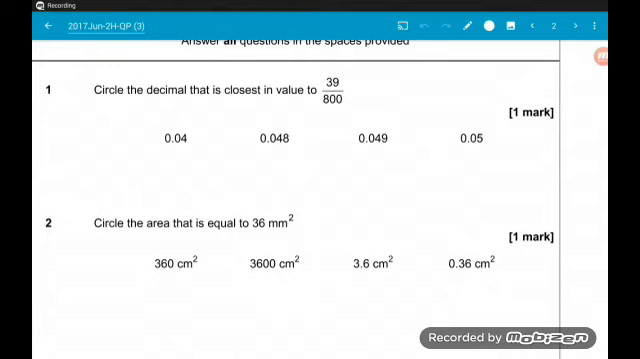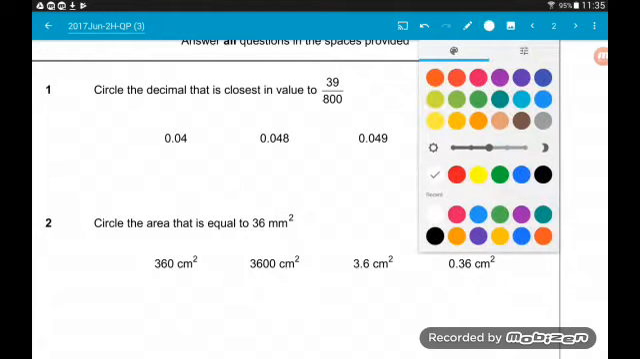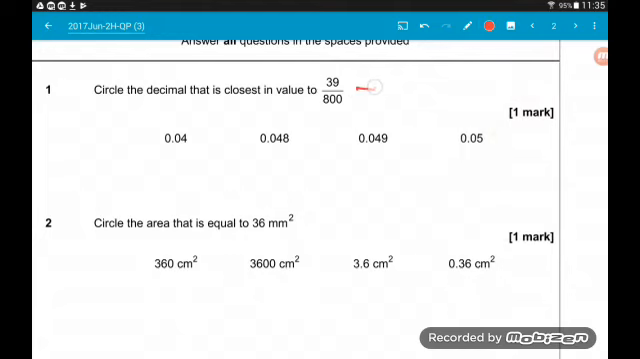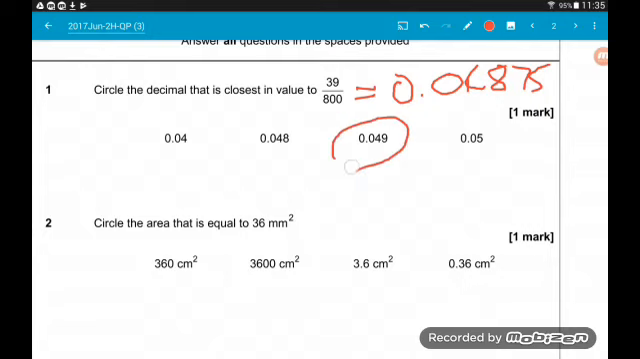Okay, question 1. Circle the value that is closest to 39/800ths. If we plonk that in our calculator, it will tell us that that is equal to 0.04875. Now the closest of these 4 numbers is 0.049. So that's our answer for question 1.